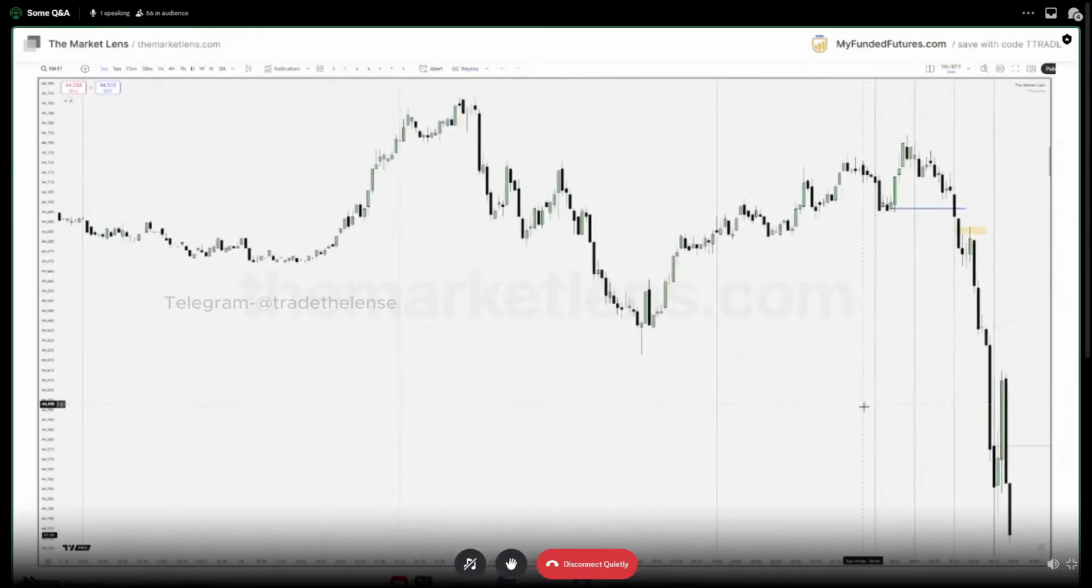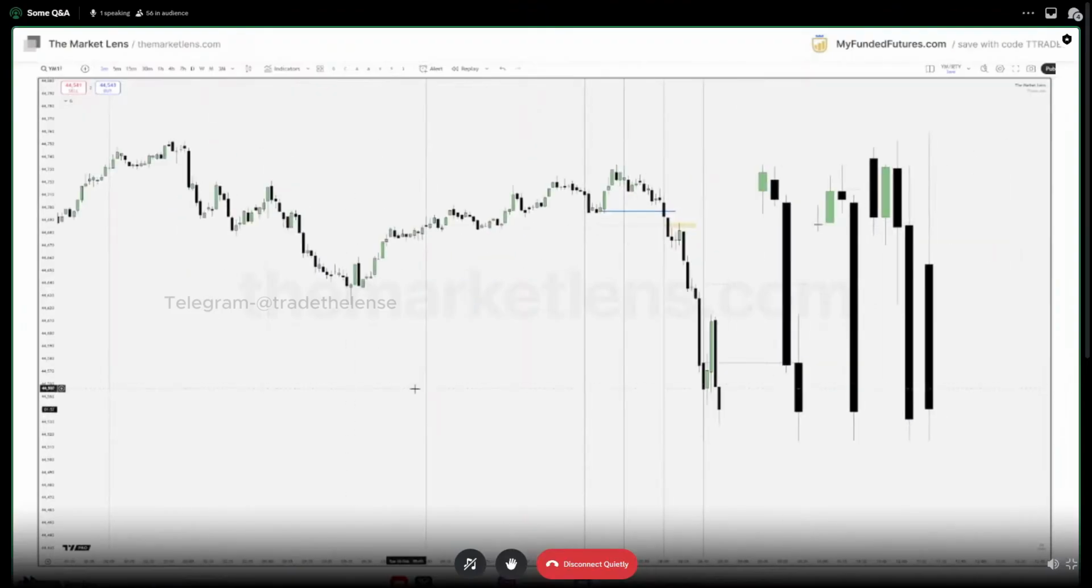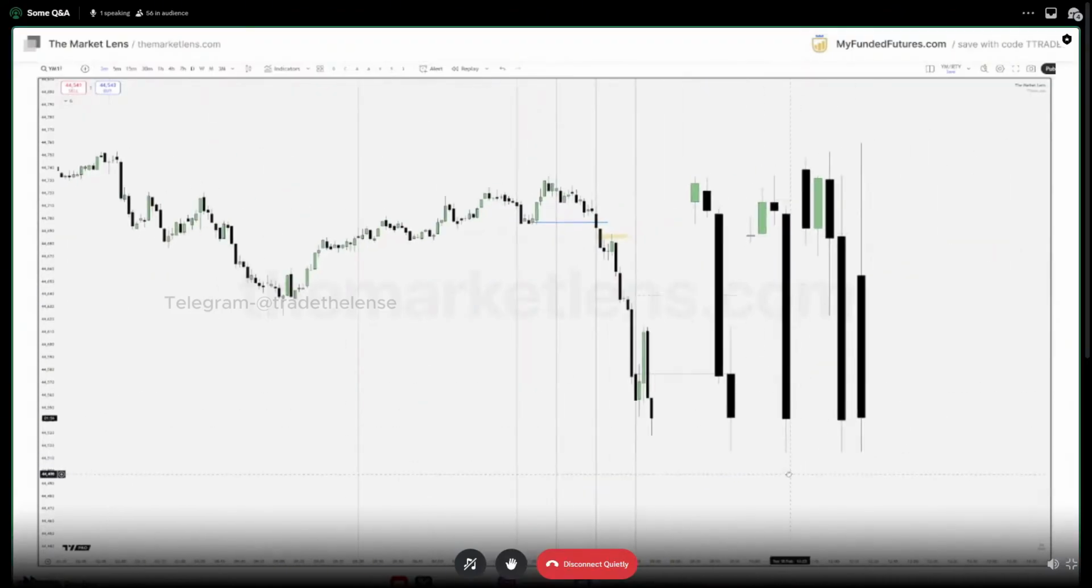So that is what I was talking about with YM, right? So we can hold this till 10, because that is when, if this is going to be expansion, it should form a low around here.